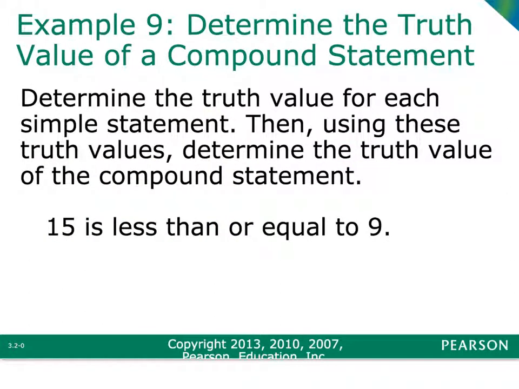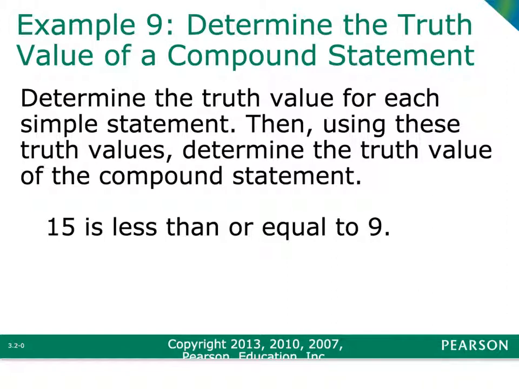Okay. Sometimes you can use truth tables to prove a statement true or false. You have to kind of dissect it a little bit, but I can show you an example of that. So, for example, determine the truth value for each simple statement. Then using these values, these truth values determine the truth value of the compound statement. Okay, so first of all, you have to break it up into simple statements, okay?